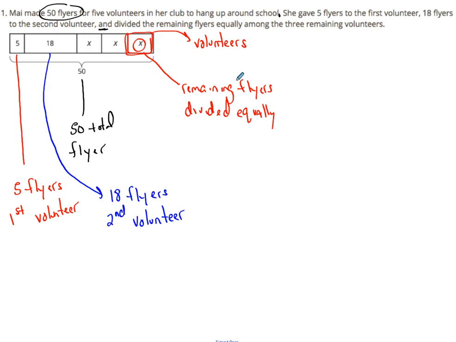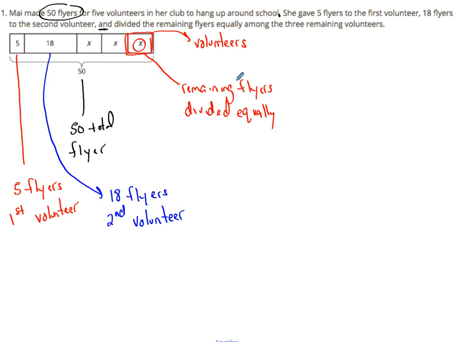So no matter what, I'm looking for a total. I have 3 x's, I divide by 3. So far, so good? So I need to know what the total of those 3 x's is. Is there any number on that tape diagram that gives me a total of 3 x's? No. Do I know what the overall total is? Yes. The overall total is 50. To find the 3 x's, take away 5 and 18.